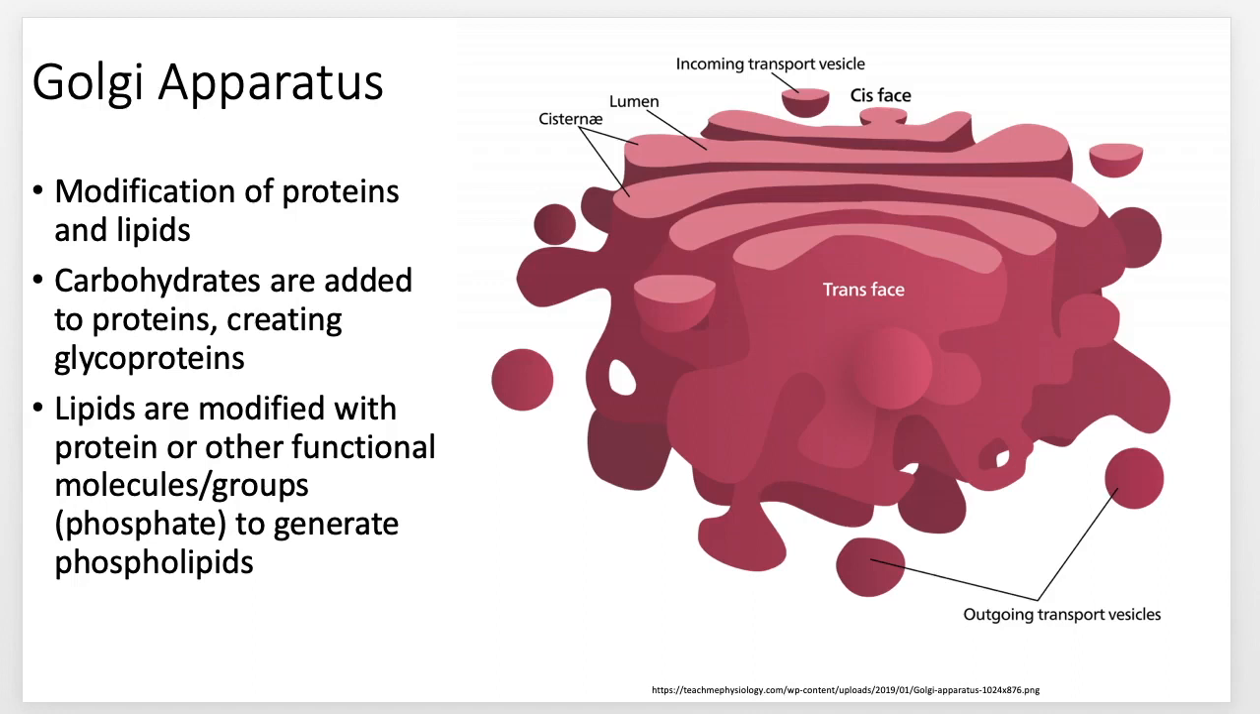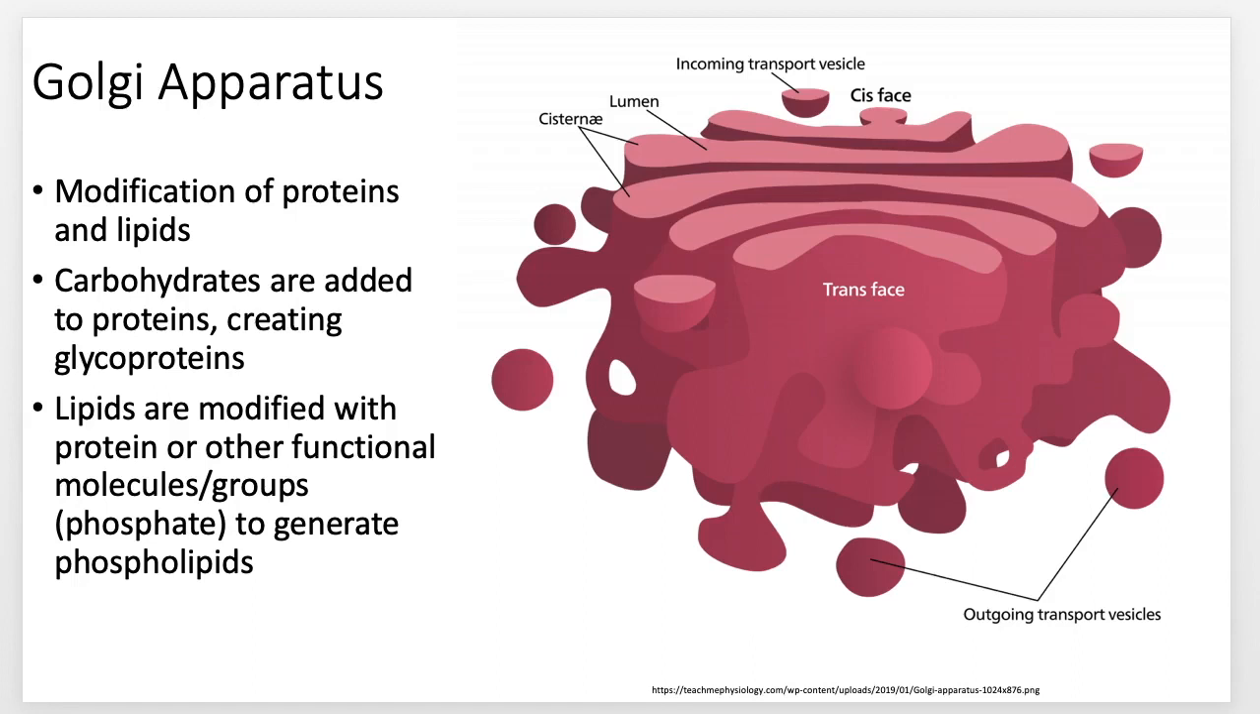If I'm going to take a protein and I need to make it a glycoprotein, so I'm going to add some kind of sugar onto it, and there's tons of different sugars that we can add, and disaccharides and polysaccharides that we can stick onto proteins, that's also going to occur in the Golgi apparatus.